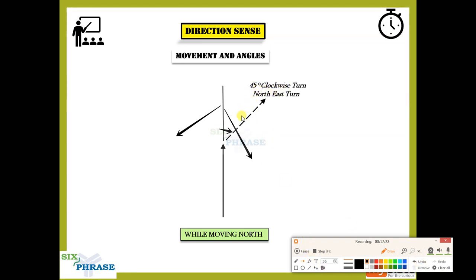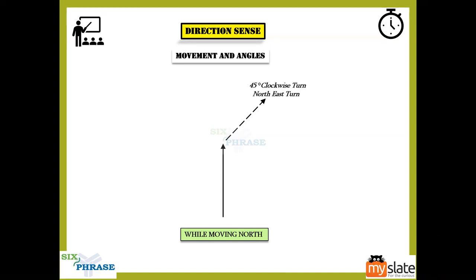So we can call this turn a 45-degree clockwise turn, or you could call this a northeast turn because direction-wise it has moved northeast, right? So you can call it a northeast. Now, if he does this, we have three names for this, not just two names.